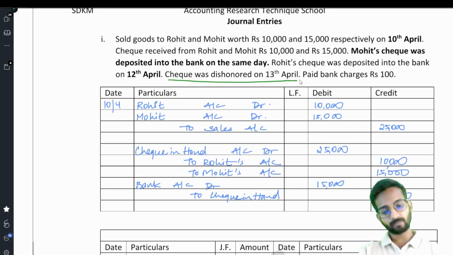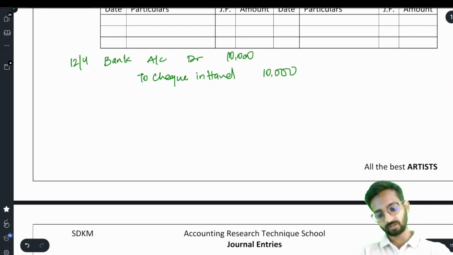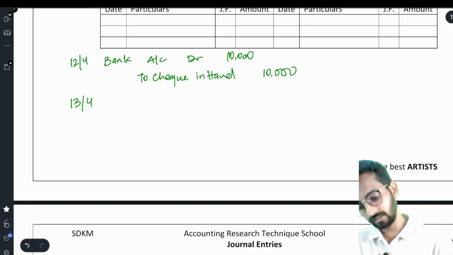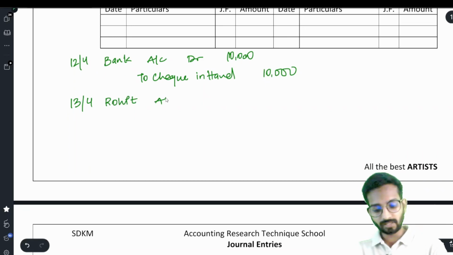Now what are they saying? The check was dishonored on 13th April. So now we'll go back and write on 13th April, when we realize that our check is waste, the journal entry. First thing, I will tell Rohit, now Rohit you have to make the payment to me again. So Rohit account debit, because he again became my debtor. Rohit account debit 10,000 rupees.